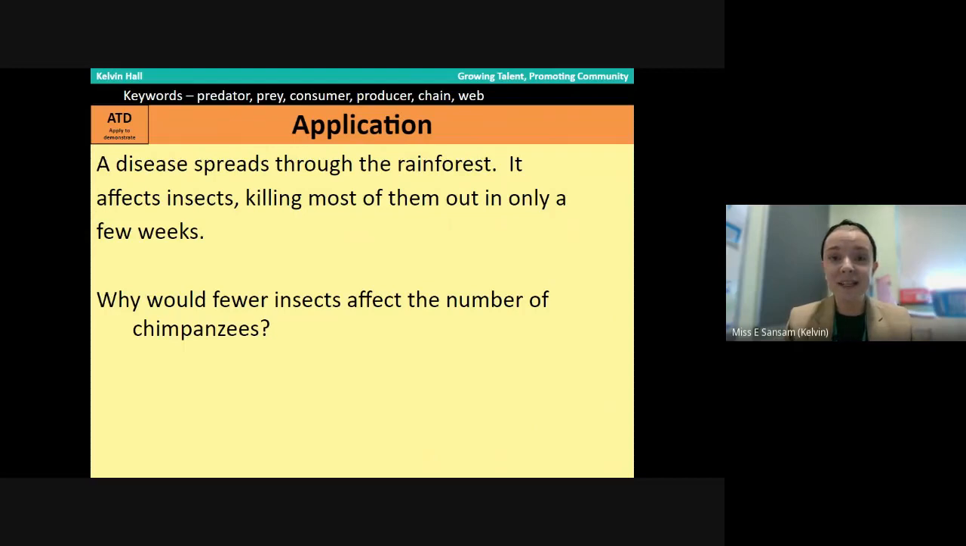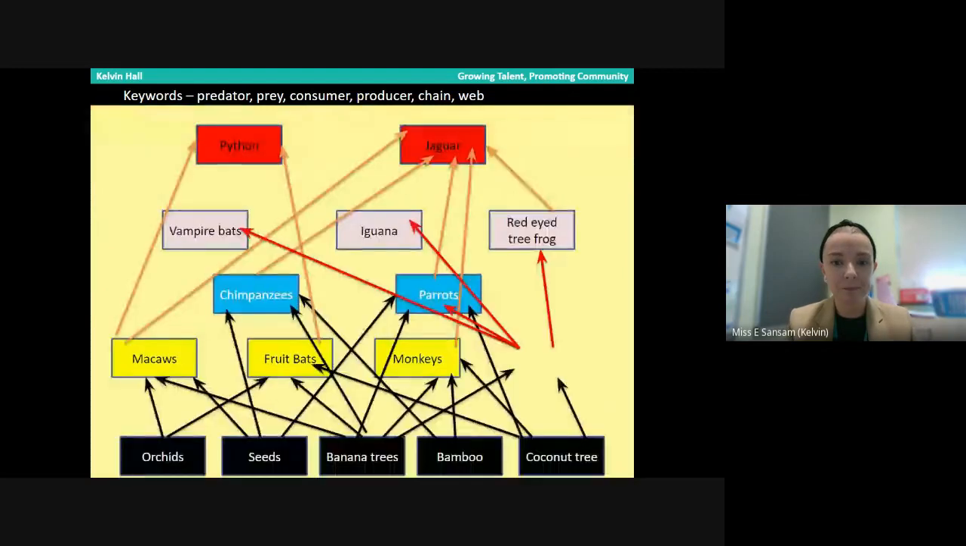My next one then, Year 6. So again, same food web, same insects have died out. Bit of a trickier question this time, though. And I want to know, why would fewer insects maybe affect the number of chimpanzees? So here we go. So my insects were down here and they've gone.